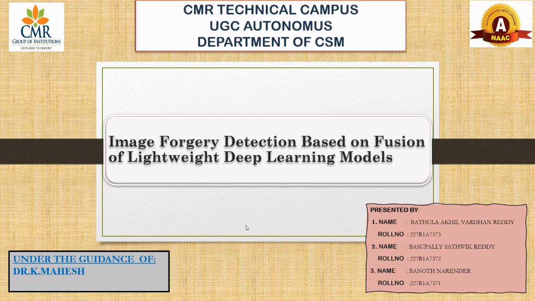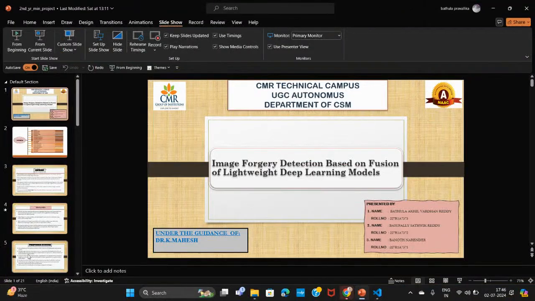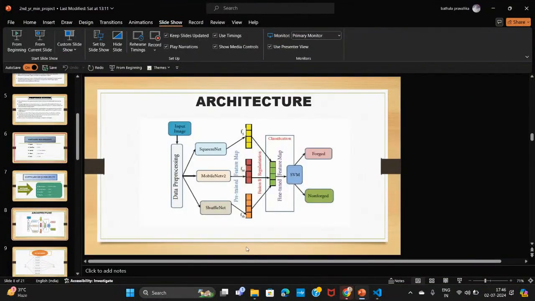Our project is image forgery detection based on fusion of lightweight deep learning models. Basically, we'll be dealing with image operations. As image forgery, we'll be comparing the original image and the fake image. If there is any difference between those two images, we can identify that the image is forged. So before diving into the implementation of our project, let's go into the outline of our project. So let's go into the architecture.